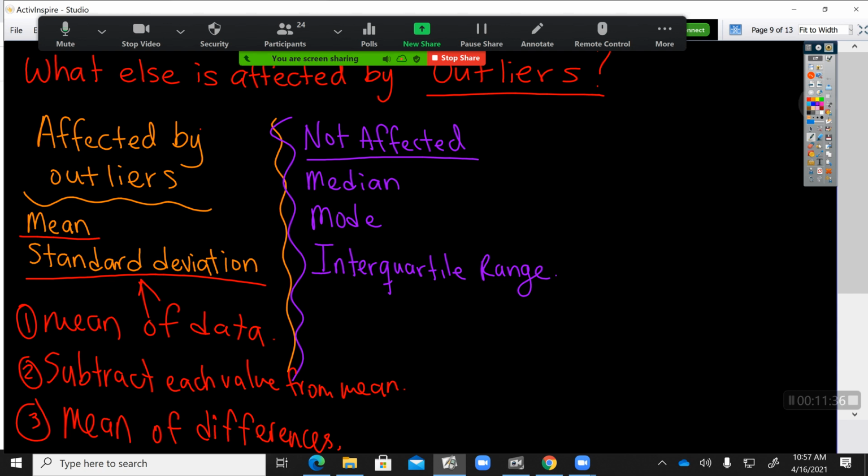Now, here in purple, these are the ones that are not affected by the outliers. The median is not affected by the outliers. The mode is not affected by the outliers. And the interquartile range is not affected by the outliers. Because an outlier, by definition, will be the biggest and smallest point. To find the interquartile range, you're only subtracting the upper quartile minus the lower quartile. You're not including those values on the ends.